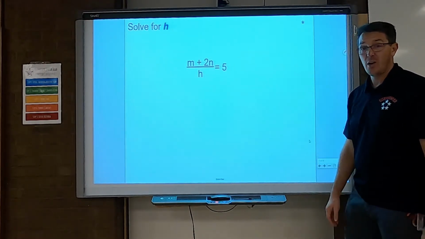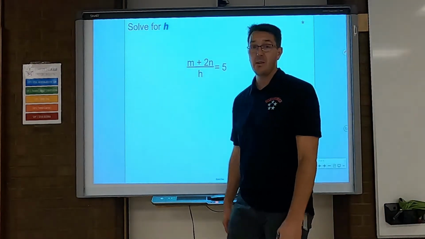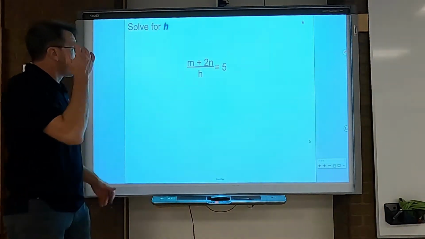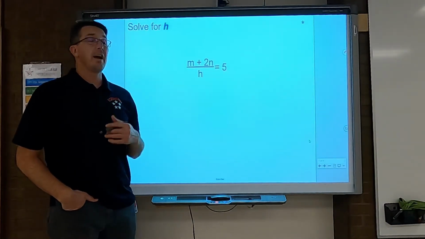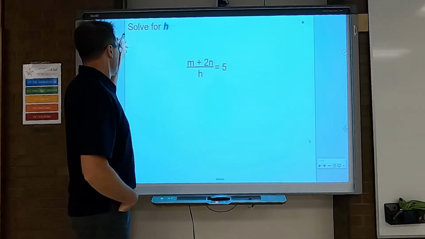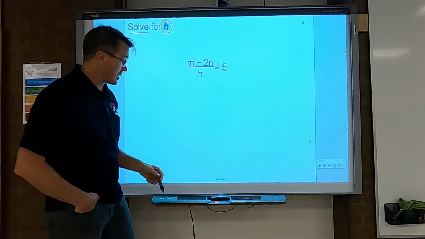So hopefully you try it, or you tried the activities below in the problems list underneath here. But here we go. I have this equation, m plus 2n over h equals 5. But it says I'm solving for h. So h is my variable.